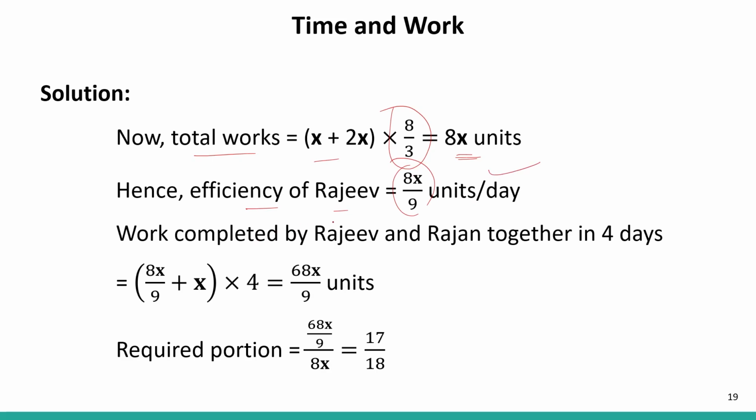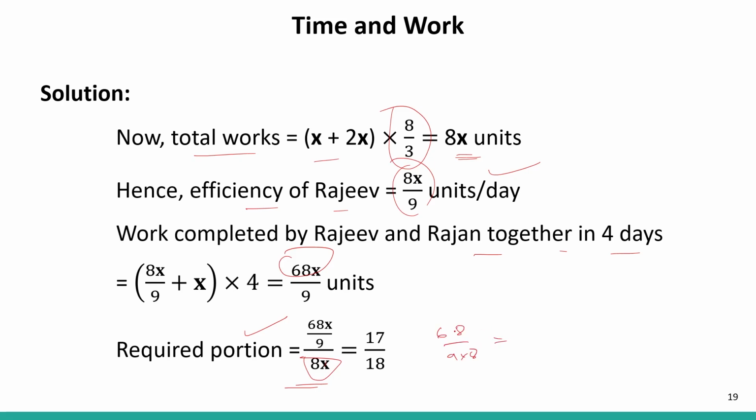So work completed by Rajiv and Rajan together in 4 days, that is equal to what? 8x by 9 plus x whole into 4. So that is equal to 68x by 9 units. So required proportion will be what? So required portion will be 68x by 9 whole by 8x. So x can get cancelled. So 68 into 9 into 8.